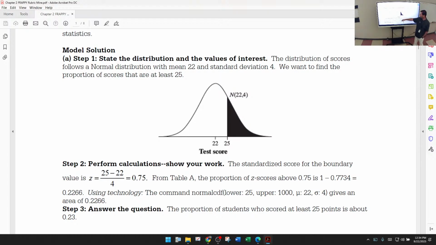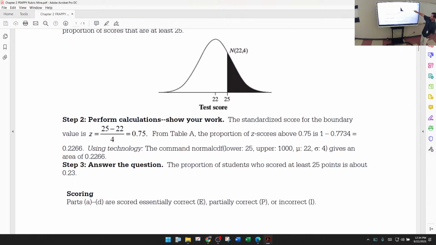Perform the calculations, show your work. The standardized score is 0.75 because that's the z-score from table A. The proportion of z-scores above 0.75 is 0.2266, or using technology, the command normal CDF lower 25, upper 1000, mu 22, standard deviation 4 gives an area of 0.2266. Answer the question: the proportion of students who scored at least 25 points is at least 0.23.